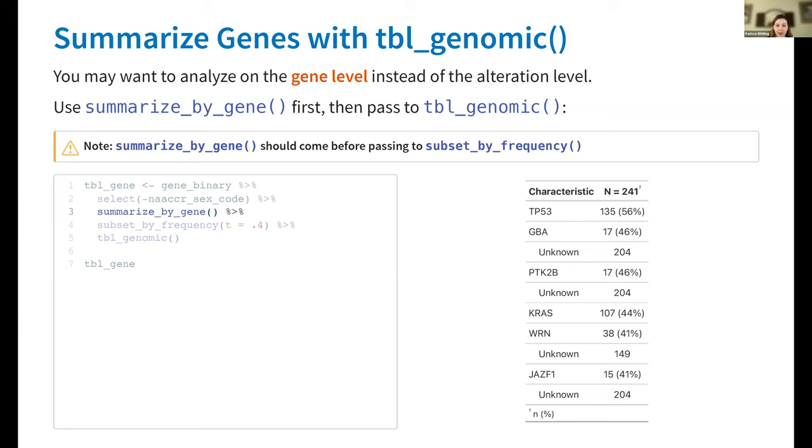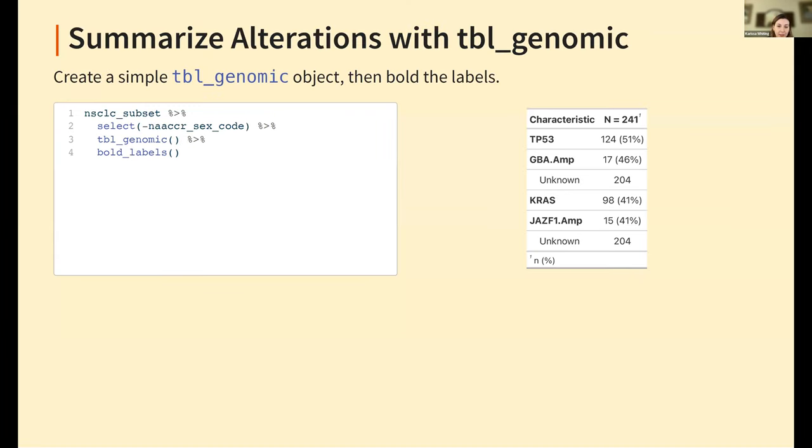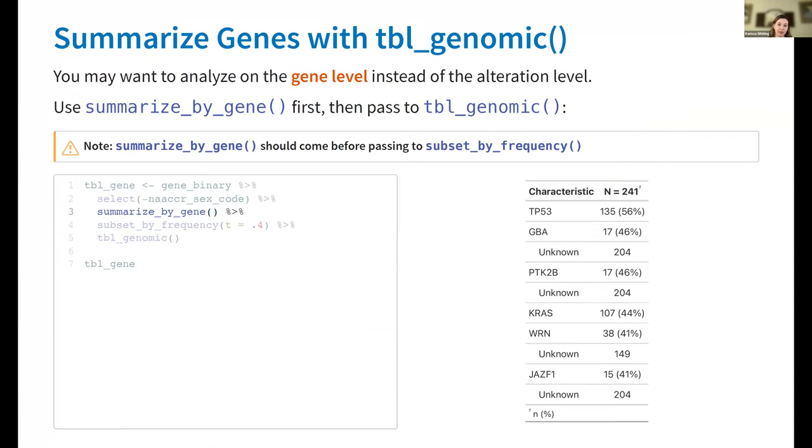And I'll just point out, like KRAS, for instance, here we have 107 events in our 241 patients. And then if we go back to the previous slide, you'll see KRAS is 98. And that's because in this version, that is not by the gene level, but the alteration level, these are just counting the mutations. Whereas in the next table, we're counting any sort of genomic event from our data as a KRAS event.